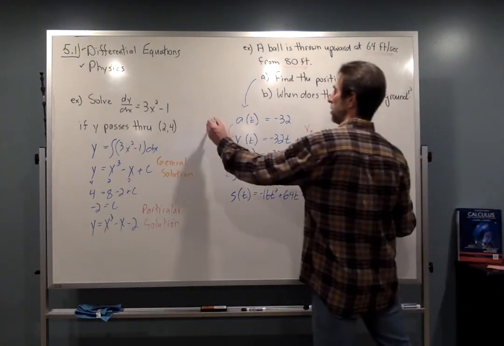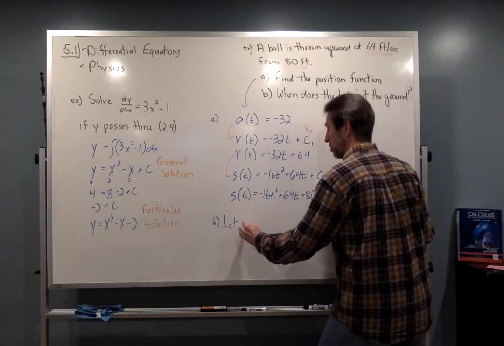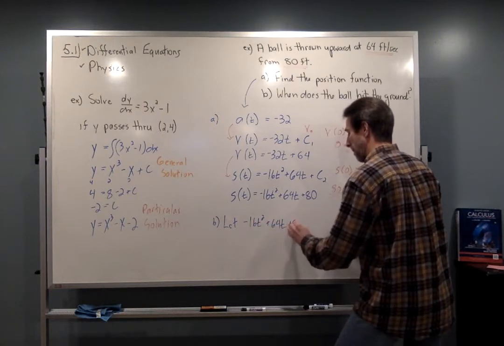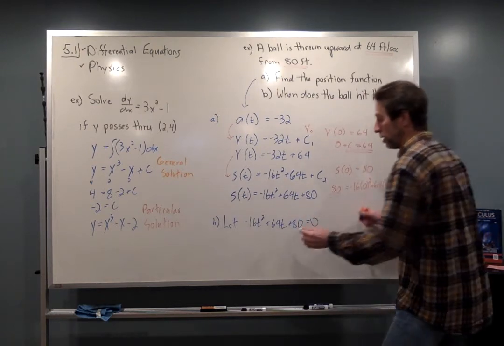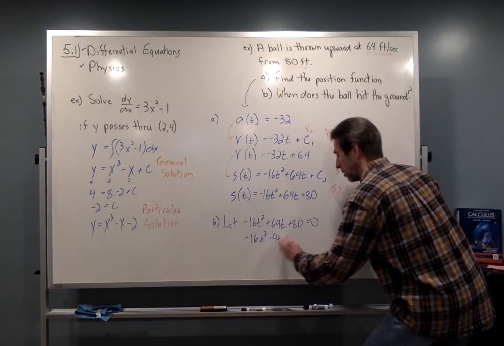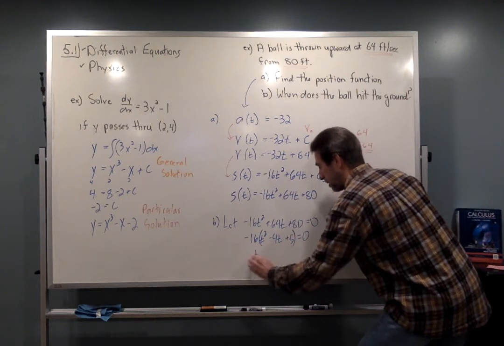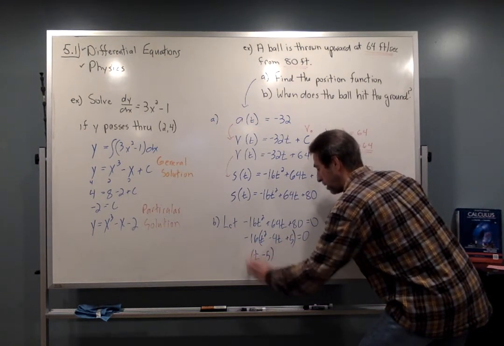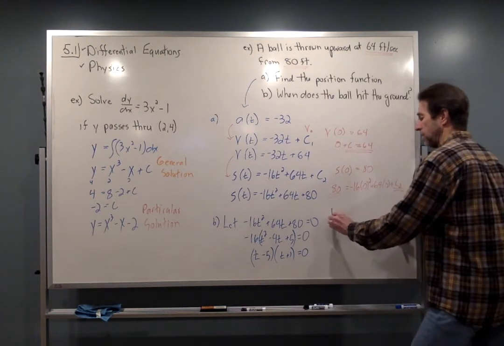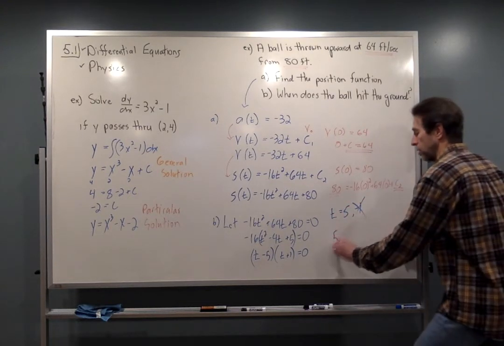So for part B, we are going to let that position equal 0. You can factor out a negative 16. You get the factors of t minus 5 and t plus 1. We could say t is either 5 or negative 1. I don't really want negative time, so it's going to hit the ground in 5 seconds.